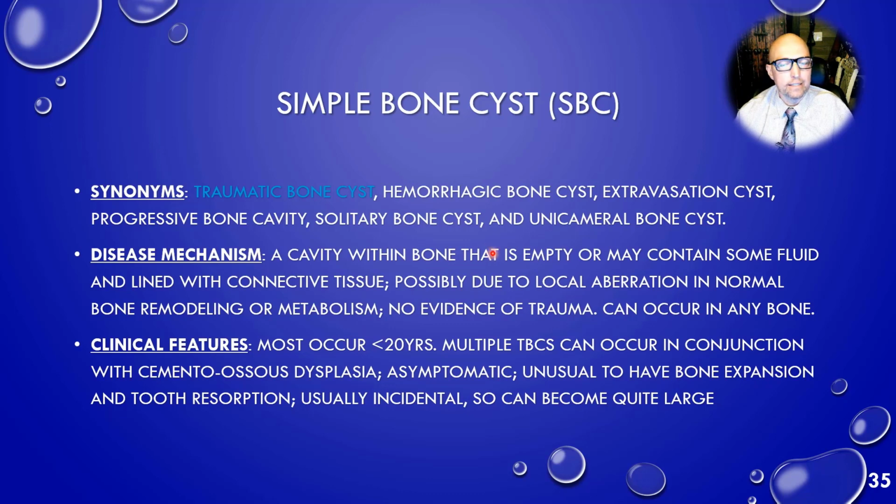Typically late teens is kind of common to young 20s. I mentioned how it can occur in conjunction with cemento-osseous dysplasia, particularly the florid cemento-osseous dysplasia. You see a lot of those radiolucencies around your cemento-osseous dysplasia. Those tend to be simple bone cysts. Typically asymptomatic, really rare to have it expand. I said this isn't really a true cyst, isn't really a true tumor. It's just kind of an expanding bone cavity within the bone. Usually incidental, but they can grow to a somewhat large size. They're just not going to expand very much.